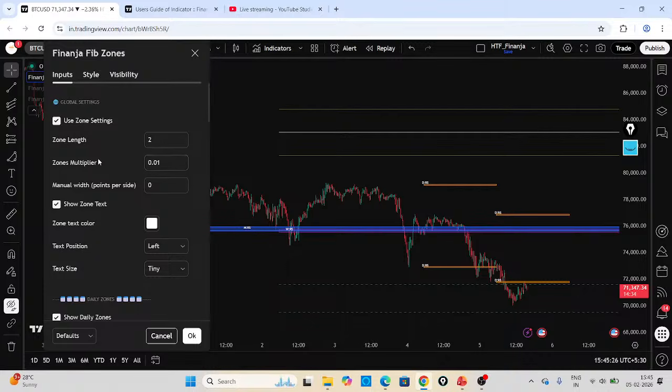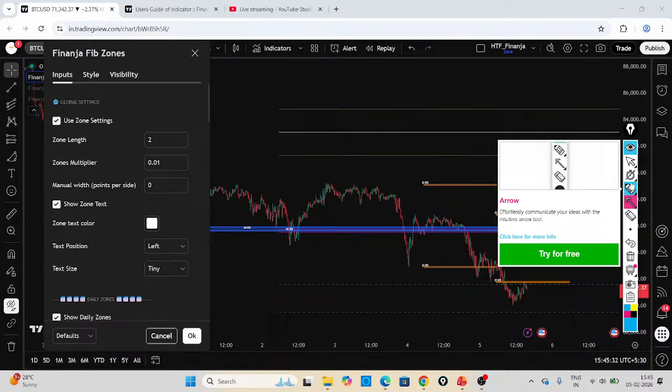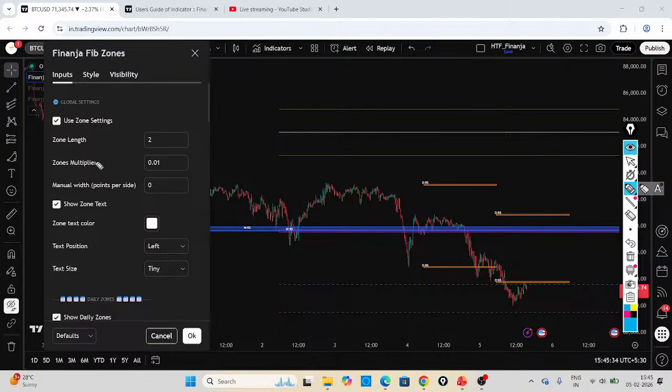If you come here, this is the zone multiplier. What is this zone multiplier? These are the important zones, right? As I mentioned earlier, this is the monthly zone, this is the daily zone, and there are weekly zones also at the same location. If you want more width for these zones, you can increase this one.